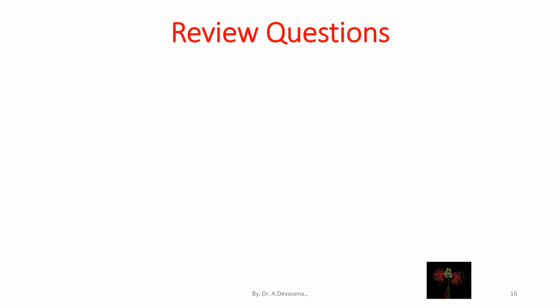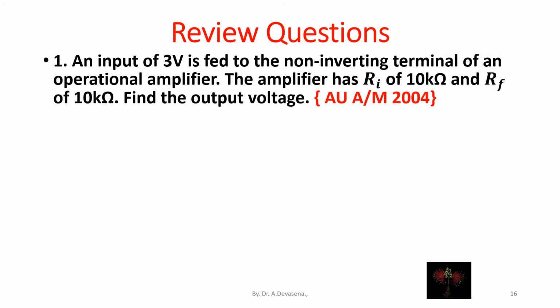So far we have discussed the theory of the non-inverting amplifier, as well as its application as a voltage follower. Now let us discuss some of the review questions on this topic. Question number 1. An input of 3 volts is fed to the non-inverting terminal of an operational amplifier. The amplifier has Ri of 10 kilo ohms and Rf of 10 kilo ohms. Find the output voltage. This question was asked in Anna University, April 2004.